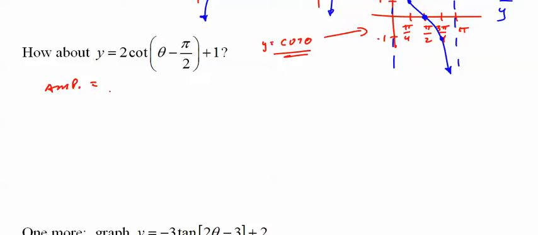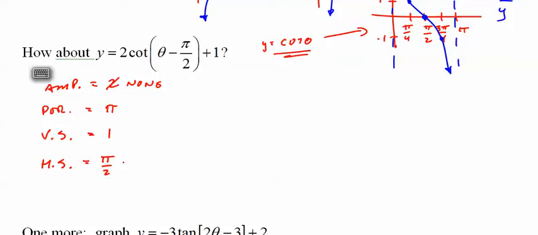Amplitude, none. Period, pi. There's no variable here, so it's pi over 1, which is just 1. Vertical shift, 1. Horizontal shift, pi over 2, right.